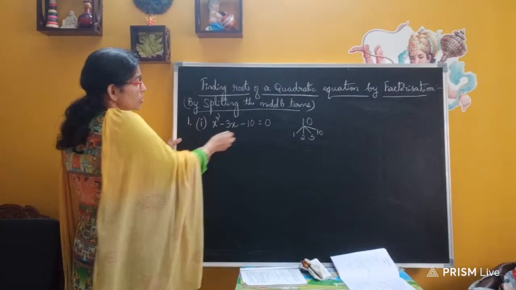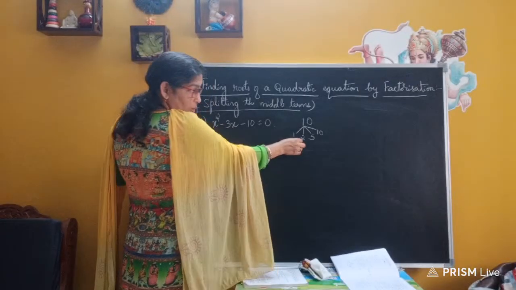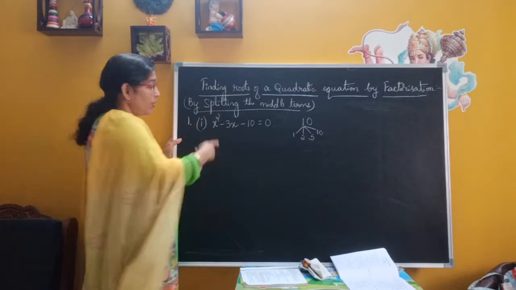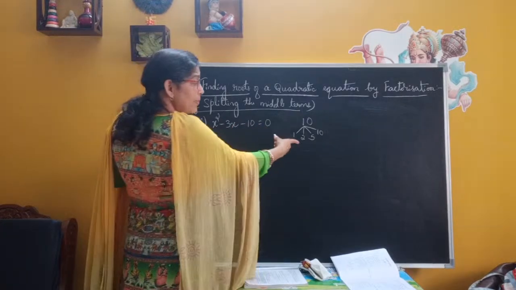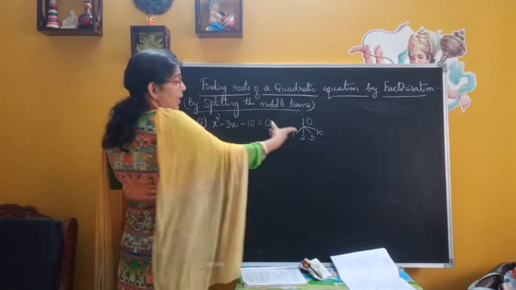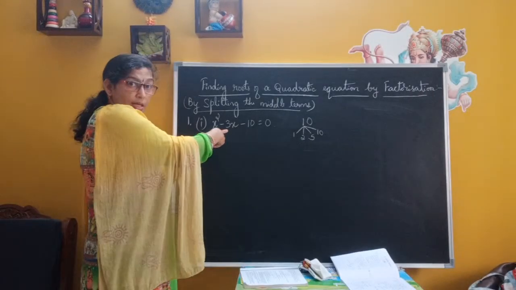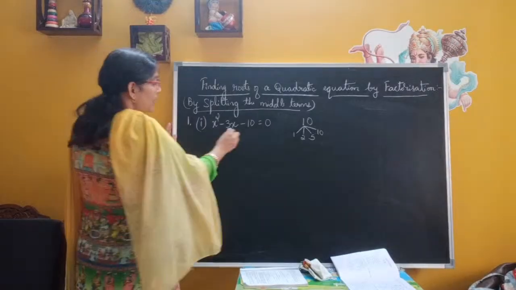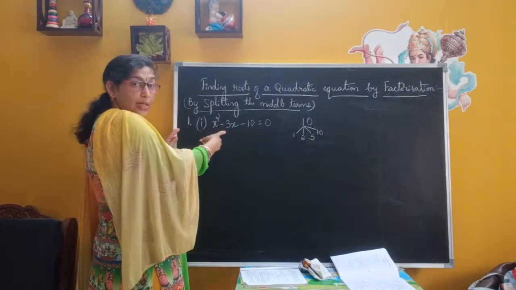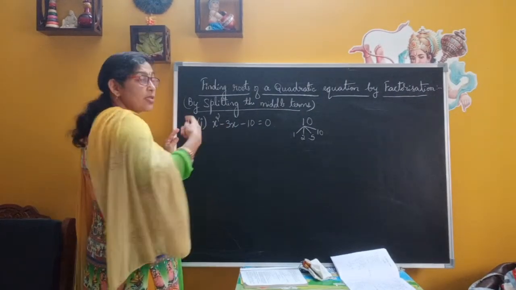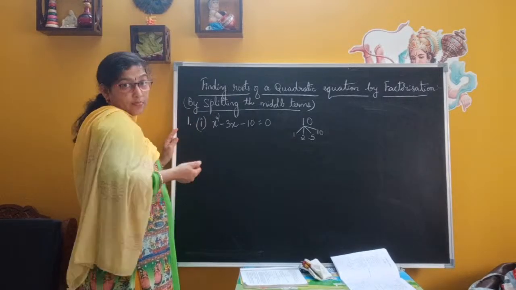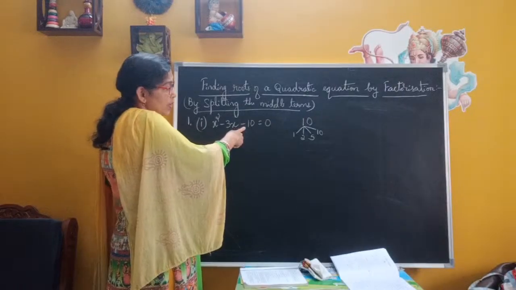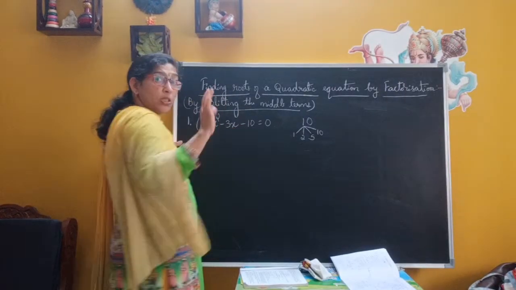Now we have to choose any two factors from this such that when we add them, we must get minus 3. When we multiply, we should get minus 10. When we add, we should get minus 3. So we have to choose any two of these. Okay, we have to take only two. By that we have to split the middle term. The middle term is minus 3x. So minus 3x, we write it as a sum of two factors. Okay, so which are here? Since we have a minus sign here, one number must be negative.